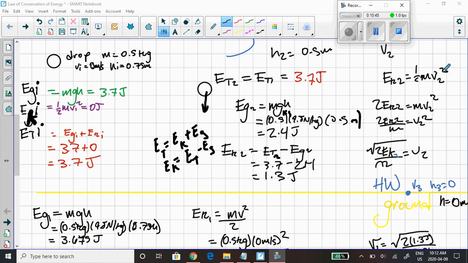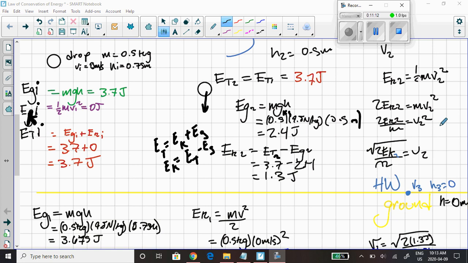squared. So what I'm going to do is rearrange this equation. I'm going to multiply both sides by 2. So this becomes 2 times kinetic energy in the second situation, 2 times EK2. The 2 times the half leaves me a 1, so I don't write that down. And I have mass times speed 2, the speed in the second situation, squared.